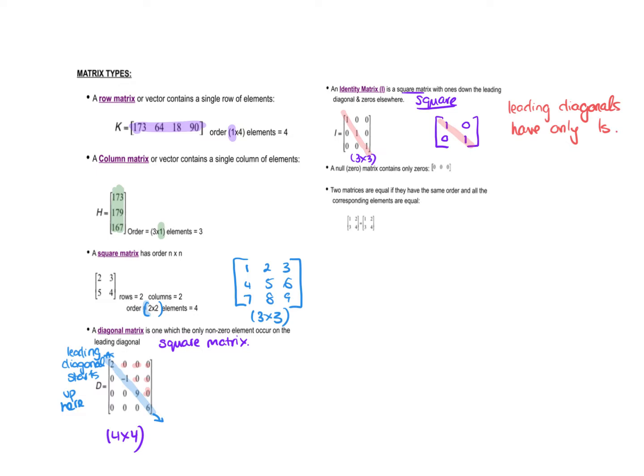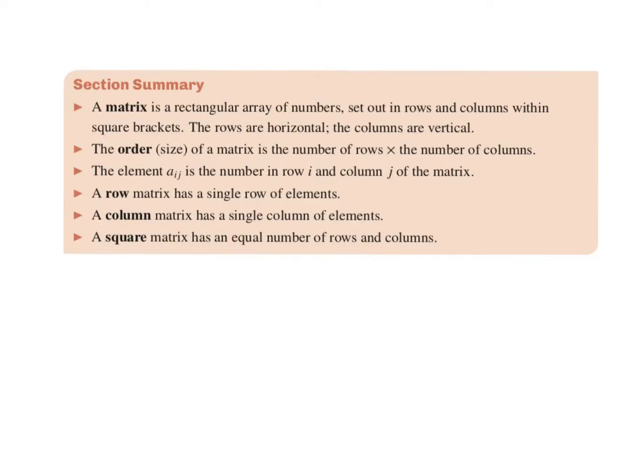A null matrix has just zeros, and we only say that two matrices are the same if they are exactly the same. So the x has to be in the exact same spot for them to be equal. They won't be equal if, even if the elements are the same but in different positions, it's not the same. All right, so a quick summary.